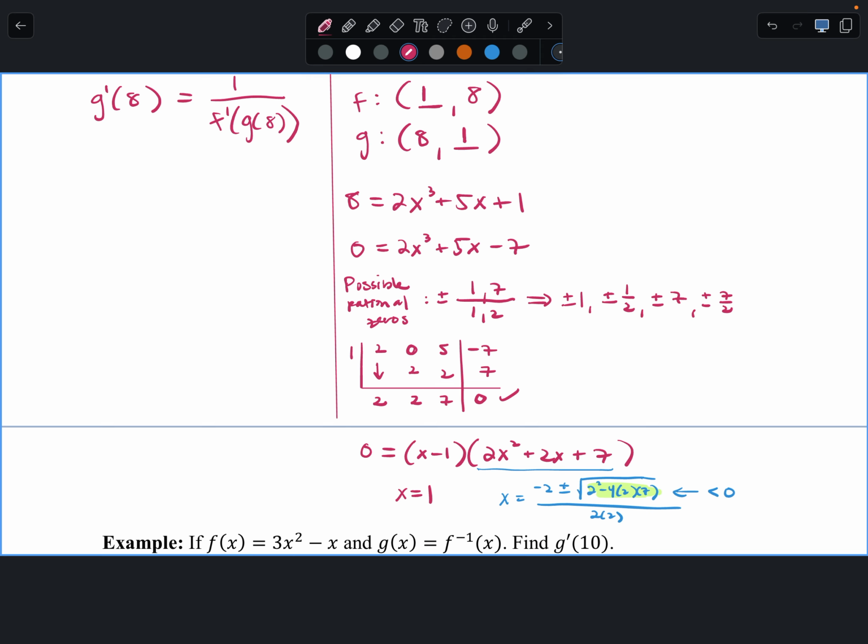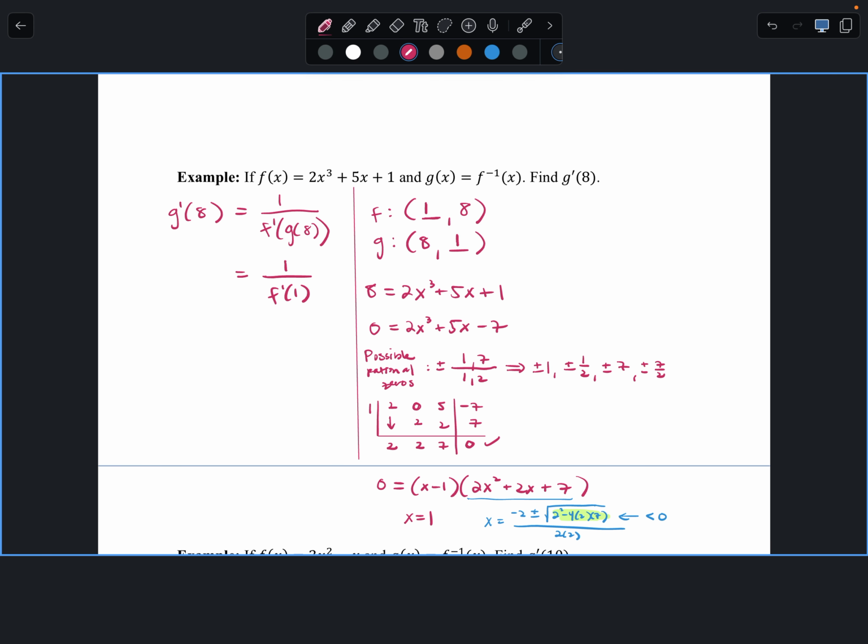So we know that g of 8 is equal to 1, which means we need 1 over f prime of 1. Since we have f, we can go ahead and find f prime, and then plug 1 in there. And we get 11. So 1 over 11.